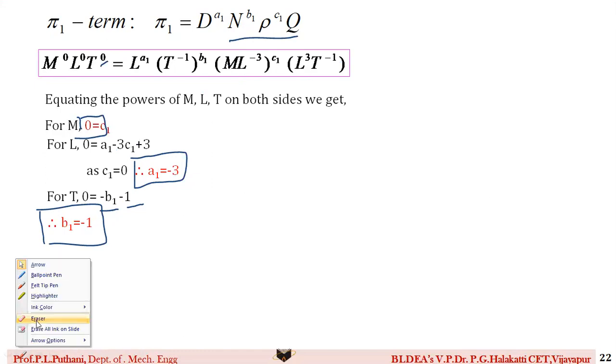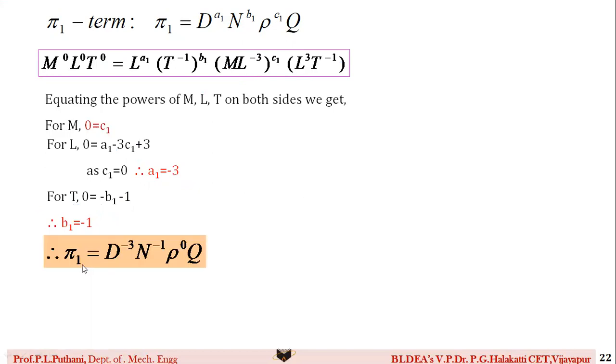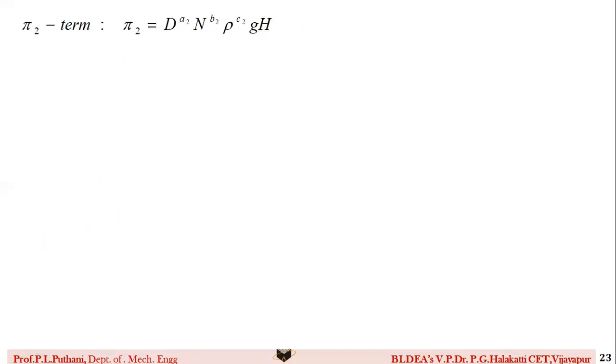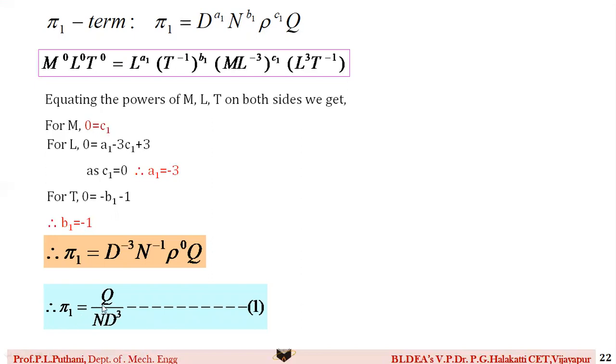So what is the value of pi 1? Let us see now. The value of pi 1, you get it as pi 1 is equal to d to the power of minus 3, n to the power of minus 1, rho to the power of 0 into Q. Or rearranging the terms, what do we get now? We get pi 1 is equal to Q by n d cube. This is the equation for your pi 1 term.